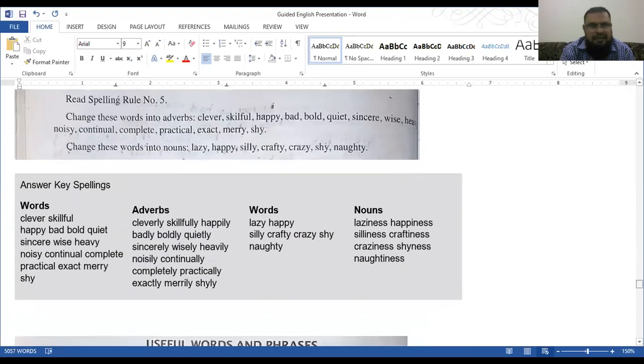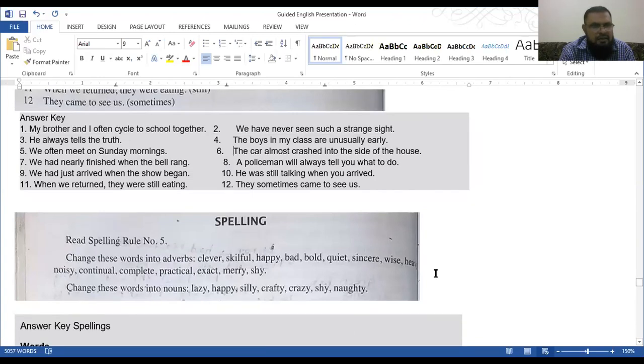Now this is again the spelling exercise. The rules are given at the end of the book. Spelling rules. They start from page 178, 179. So rule number 5 says, page 179. I'm reading for you. I could not copy for you from the book.